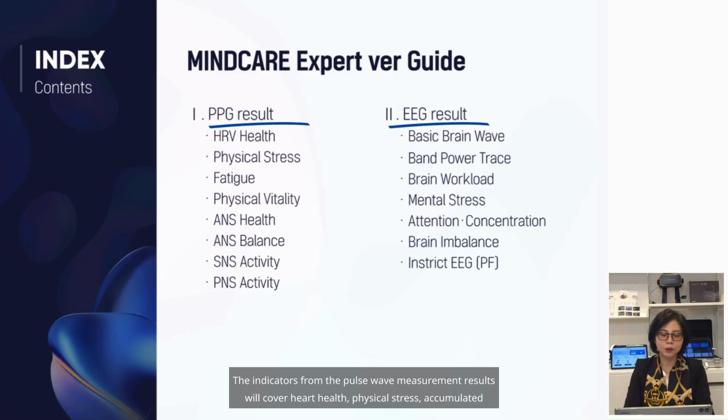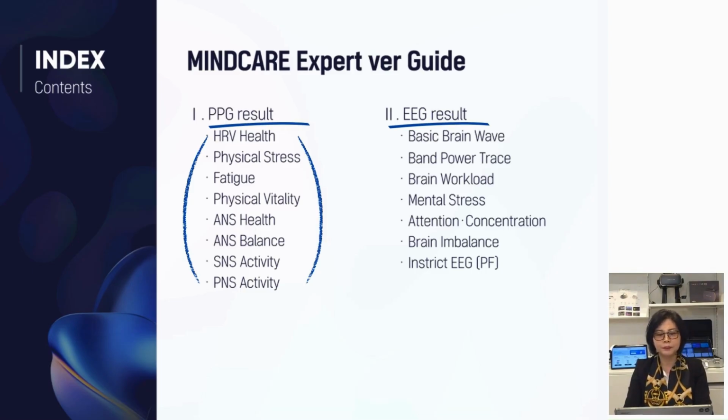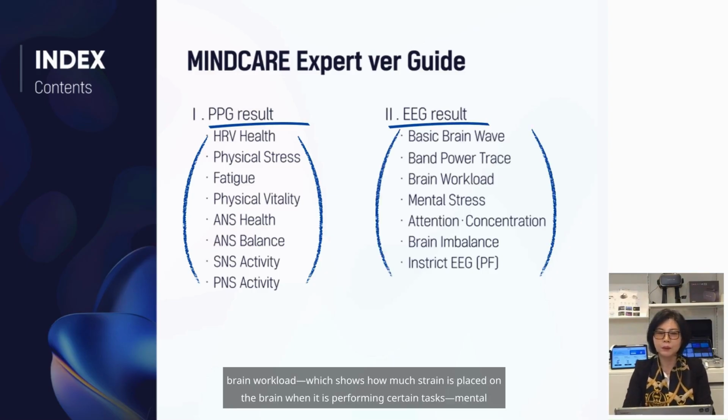The indicators from the pulse wave measurement results will cover heart health, physical stress, accumulated fatigue, physical vitality, autonomic nervous system health, autonomic nervous system balance, and the activity levels of the sympathetic and parasympathetic nerves. Secondly, in the brainwave measurement results, we will look at the basic sound, brain waves, brainwave power, brain workload, which shows how much strain is placed on the brain when it is performing certain tasks, mental stress, concentration, imbalance between the left and right hemispheres, intrinsic rhythm, and peak frequency.